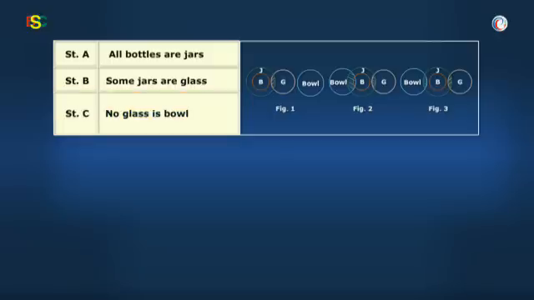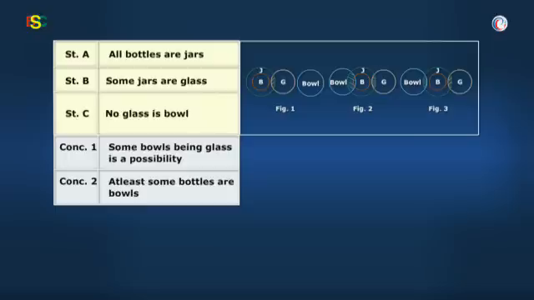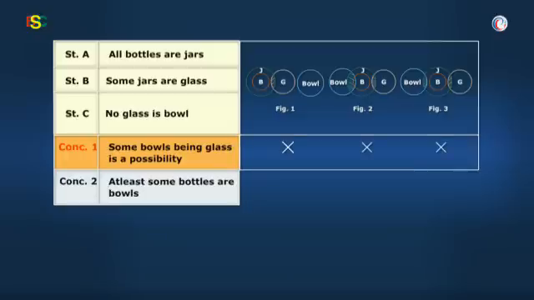Okay, now I'll check all the conclusions one by one. Baba, number 1 is, some bowls being glass is a possibility. Observing figures 1, 2 and 3, we can easily deduce that conclusion 1 is wrong. Correct, Vidya. Also, this is supported by statement C. Hence, conclusion 1 does not follow.